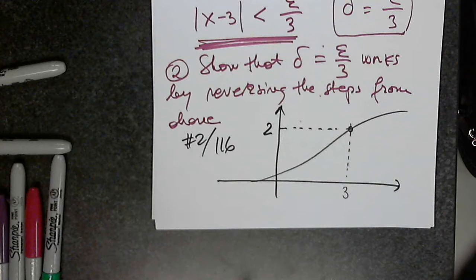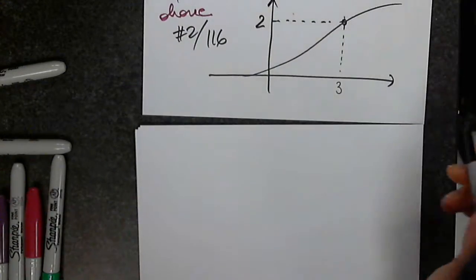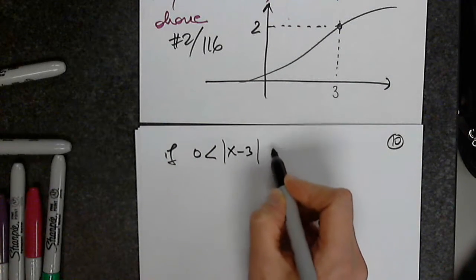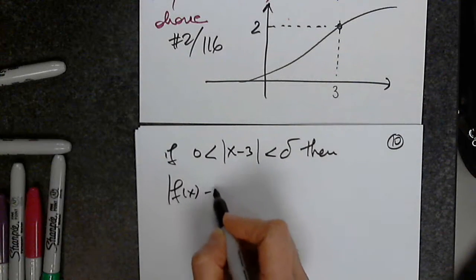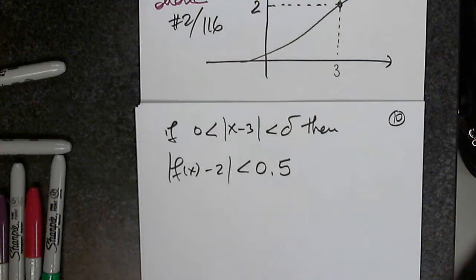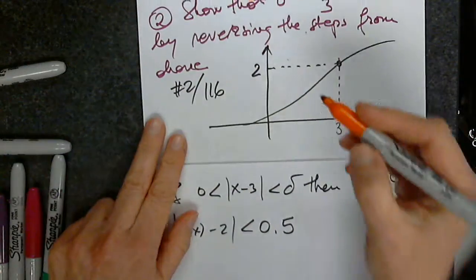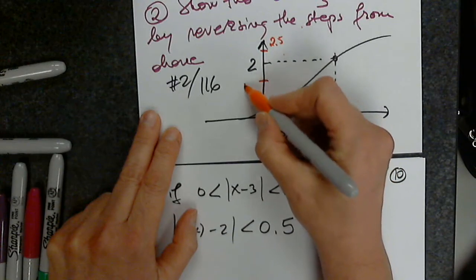Use the given graph of f to find a number delta such that if, let me copy that part, 0 less than the absolute value of x minus 3 less than delta, then the absolute value of f of x minus 2 less than 0.5. So we are given, since epsilon is how much? What is this point here? 2.5. Very good. What is this point here? 1.5. Very good.